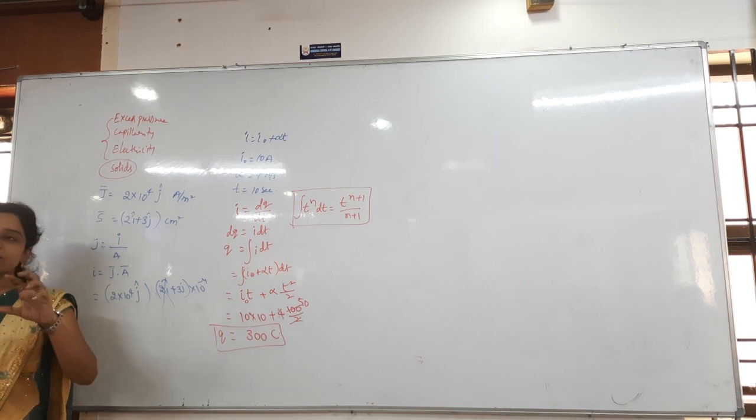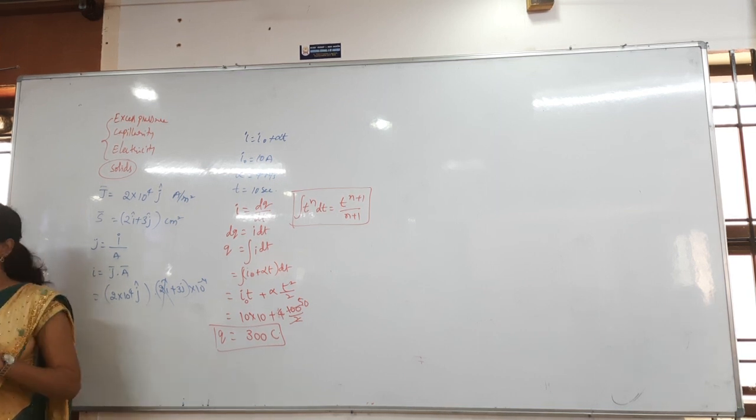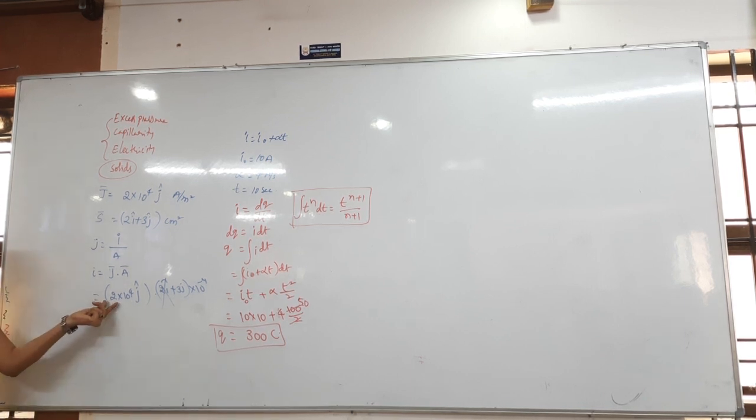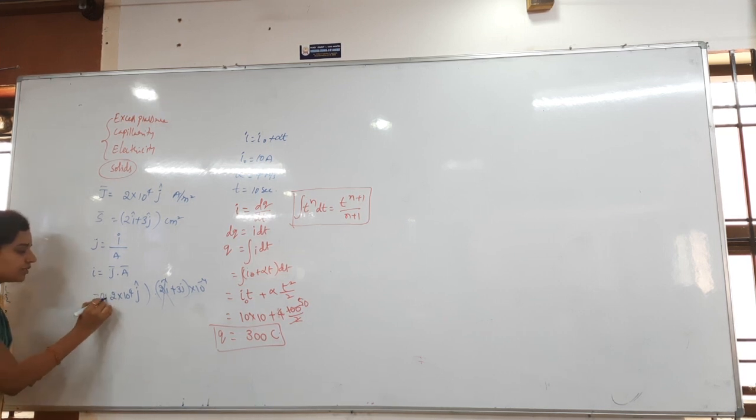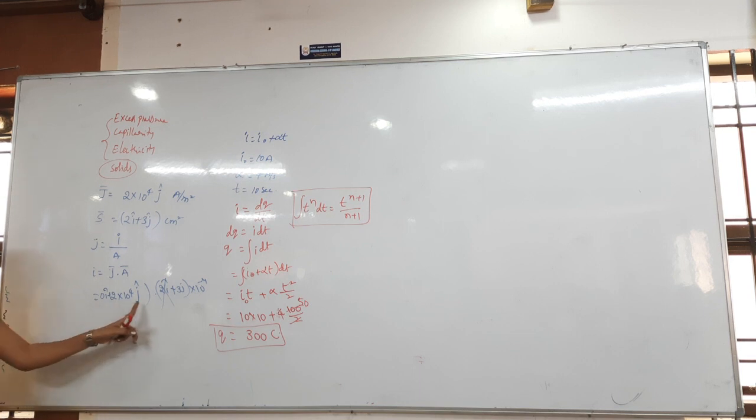Now the dot product is nothing but you have to do only for the like vectors, that is I dot I plus J dot J plus K dot K, like that you have to do. Now here in this, I value becomes how much? 0. Nothing is there means 0 I cap is there. 0 I cap and then 2 into 10 power 4 J cap and then 2 I cap plus 3 J cap, like that it is here.